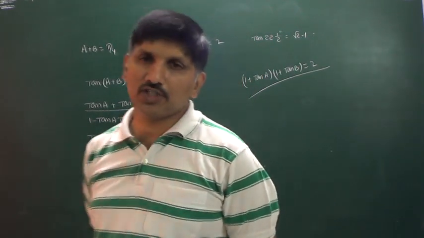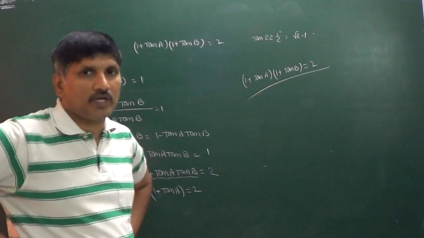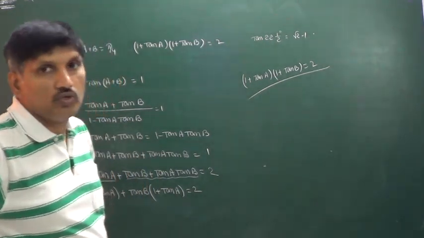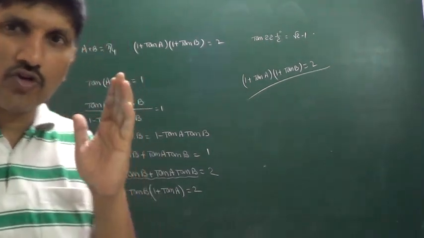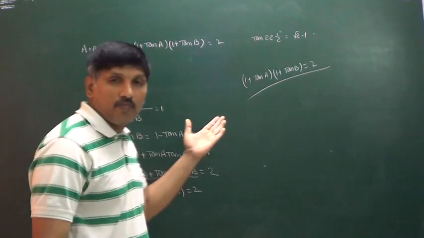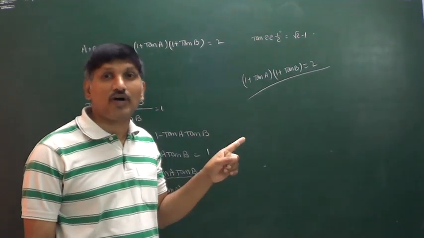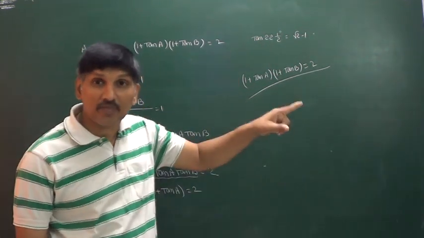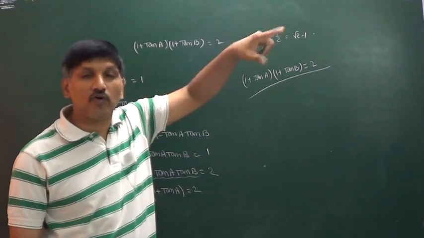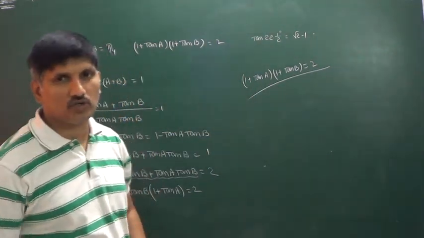Whenever A plus B is equal to 45, we can write 1 plus tan A into 1 plus tan B is equal to 2. Not only A plus B is equal to 45. If A plus B is equal to 5 pi by 4, 9 pi by 4, 13 pi by 4, in all those cases, 1 plus tan A into 1 plus tan B is equal to 2 only you will get.